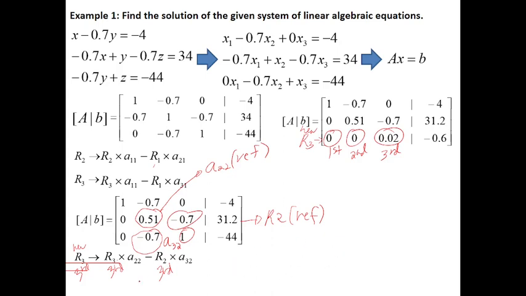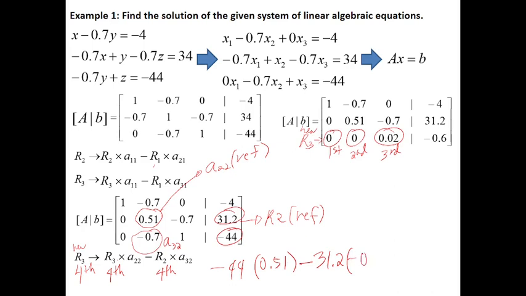Last. Fourth element naman. So, R3 fourth element, negative 44, times A22, 0.51, minus R2 fourth element, 31.2, multiplied by A32, negative 0.7. So what's the answer?